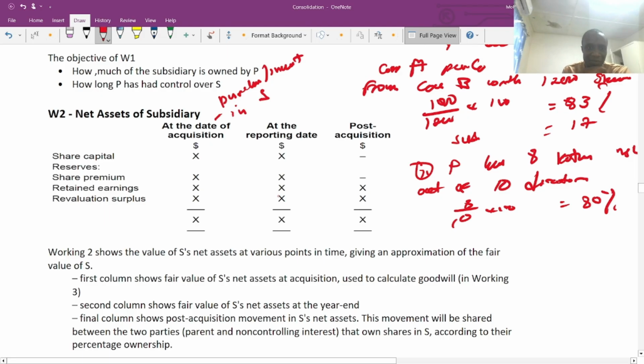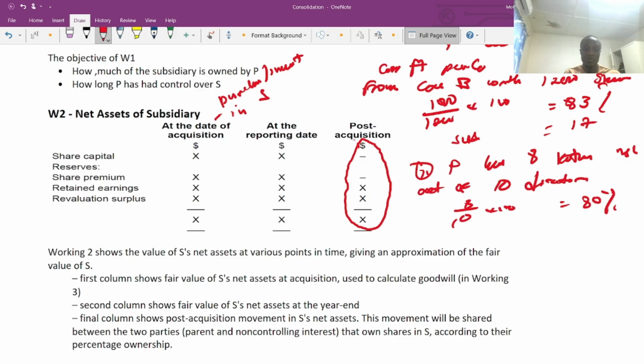So we are going to look at the share capital, the reserves, the share premium, the retained earning, the evaluation surplus. Then we are going to look at the reporting date. Any changes which are considered post-acquisition changes should be taken into account, because when we do further distribution on the retained earning as well as the NCI, based on the method that we use, we are going to share this post-acquisition profit between the parent and the NCI. We are going to look at it separately.